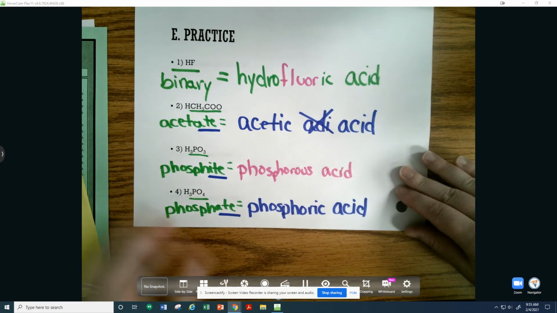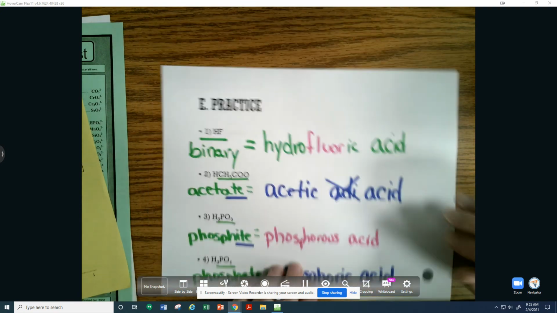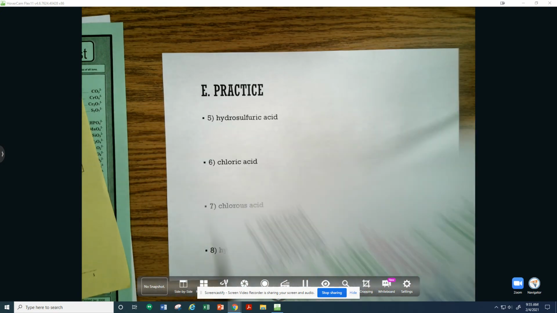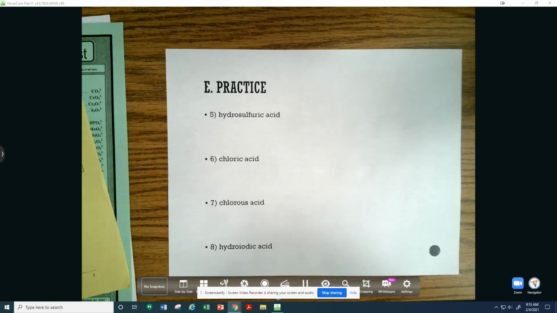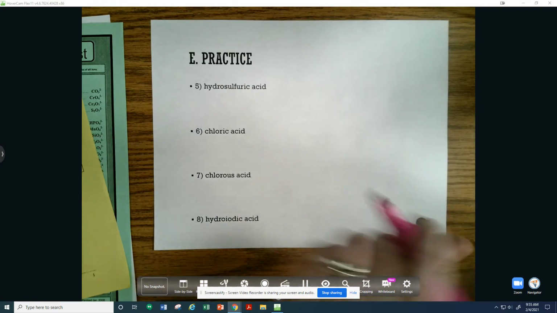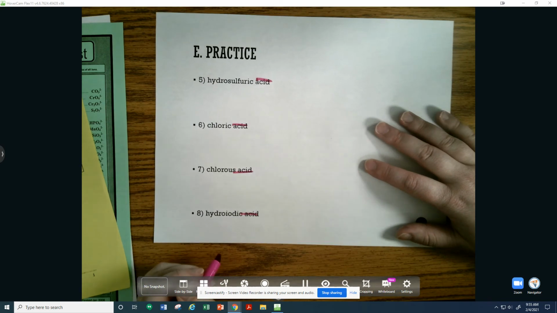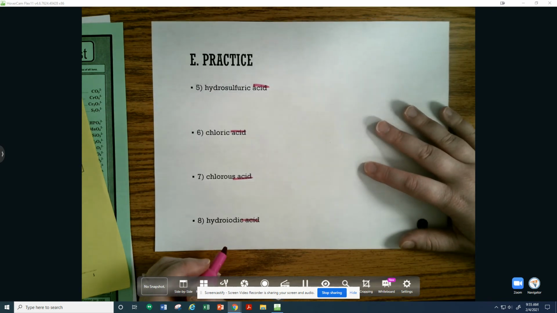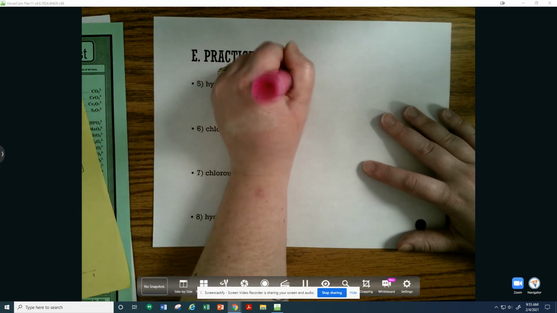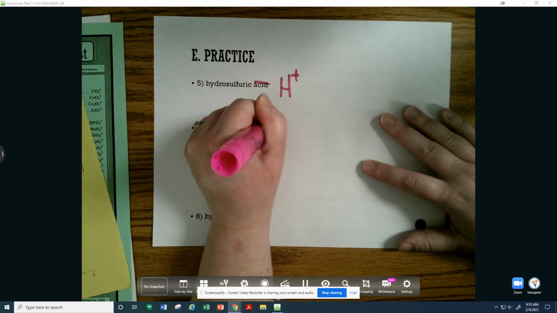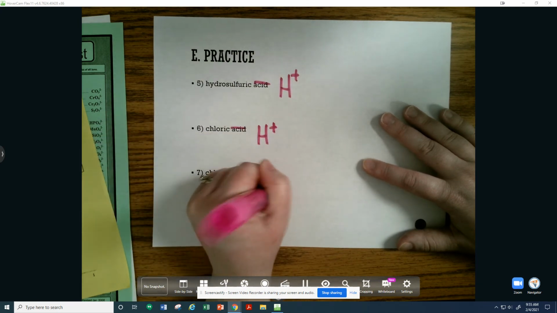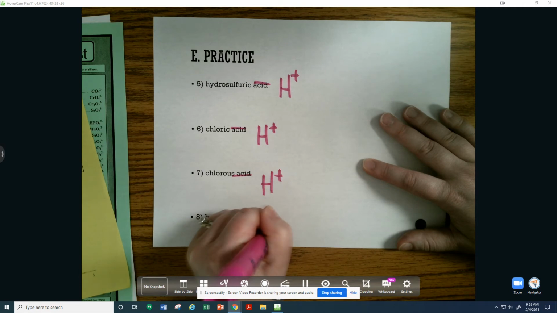So the last remaining 4 examples is just going in the opposite direction, where a full name is given to you, and then you're going to write a formula. The one thing that you can see is all of them have the word acid. That tells you right away you know your cation. Because it says the word acid, hydrogen must be your cation. You will never have a different cation with an acid.